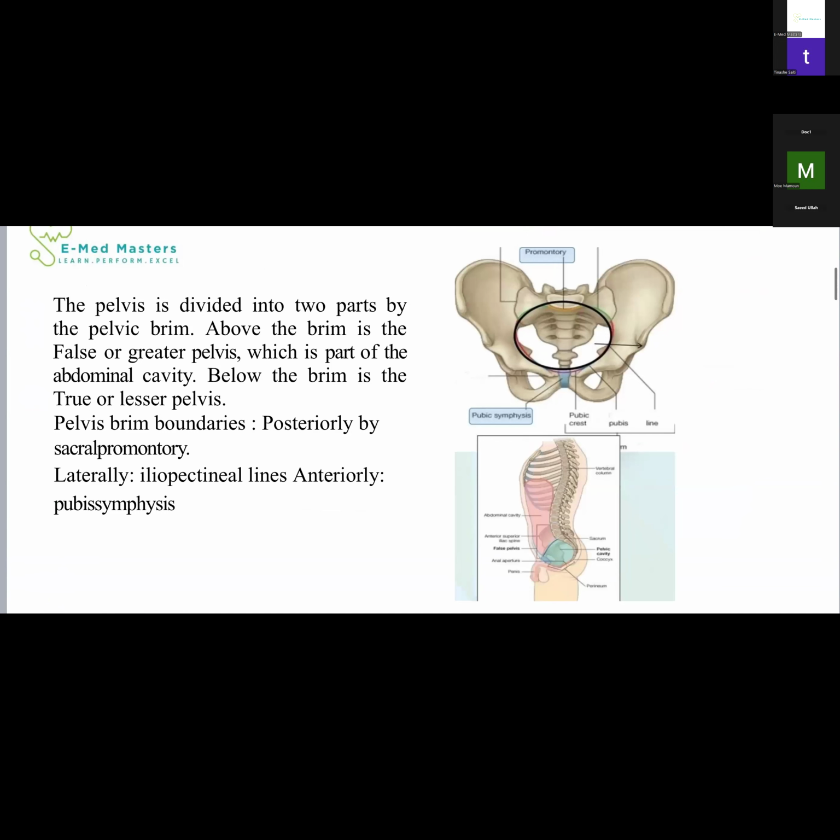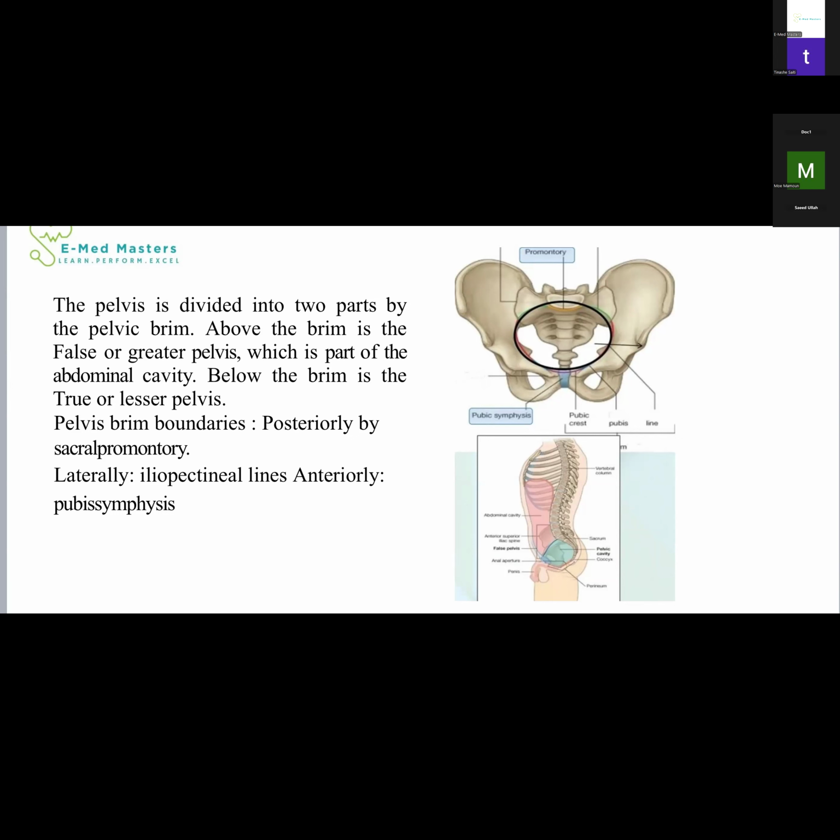So the pelvis is divided into two parts by the pelvic brim. Above the pelvic brim is the false pelvis or greater pelvis, which is also a part of the abdominal cavity, and abdominal viscera lie in this. Below the brim is the true pelvis or lesser pelvis. We will talk about these two types of pelvis in detail.